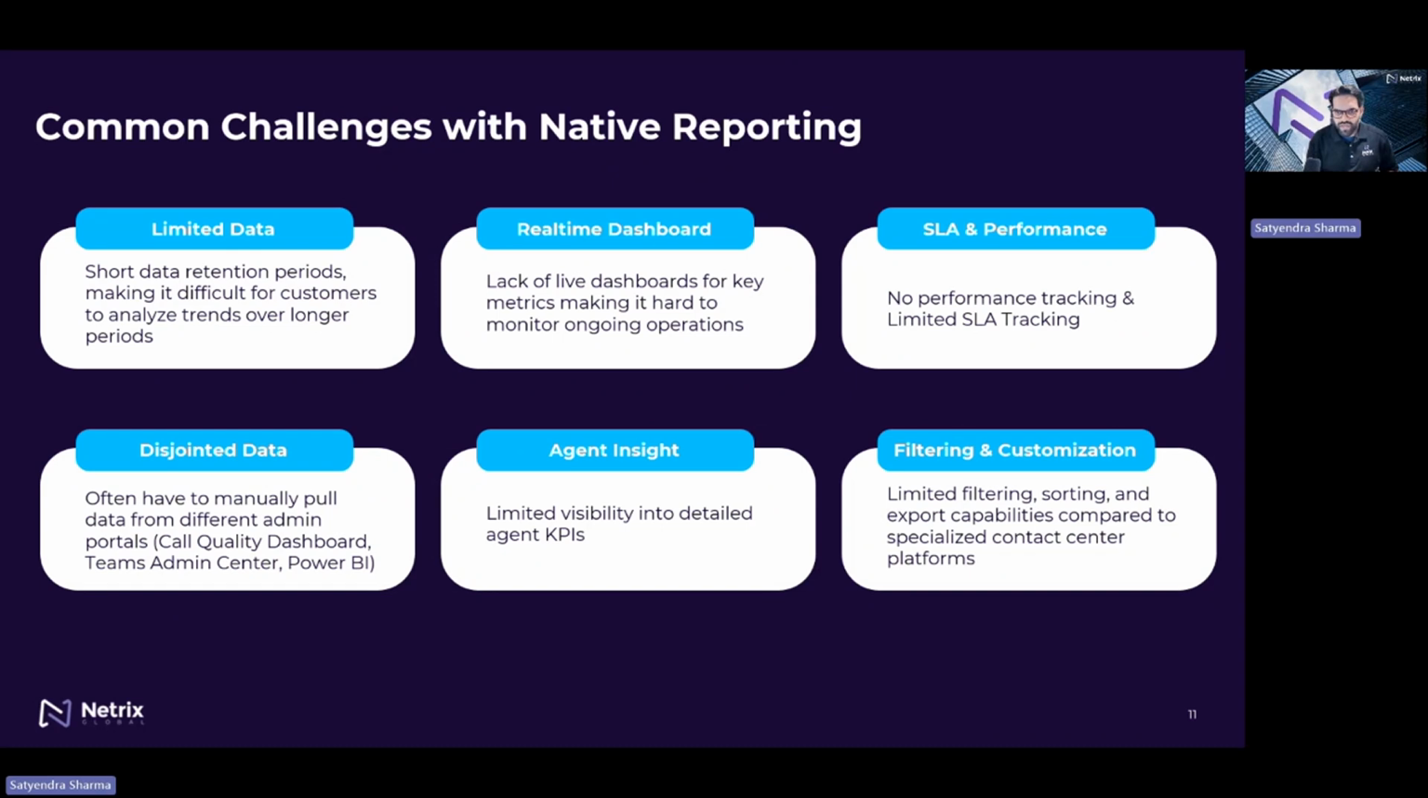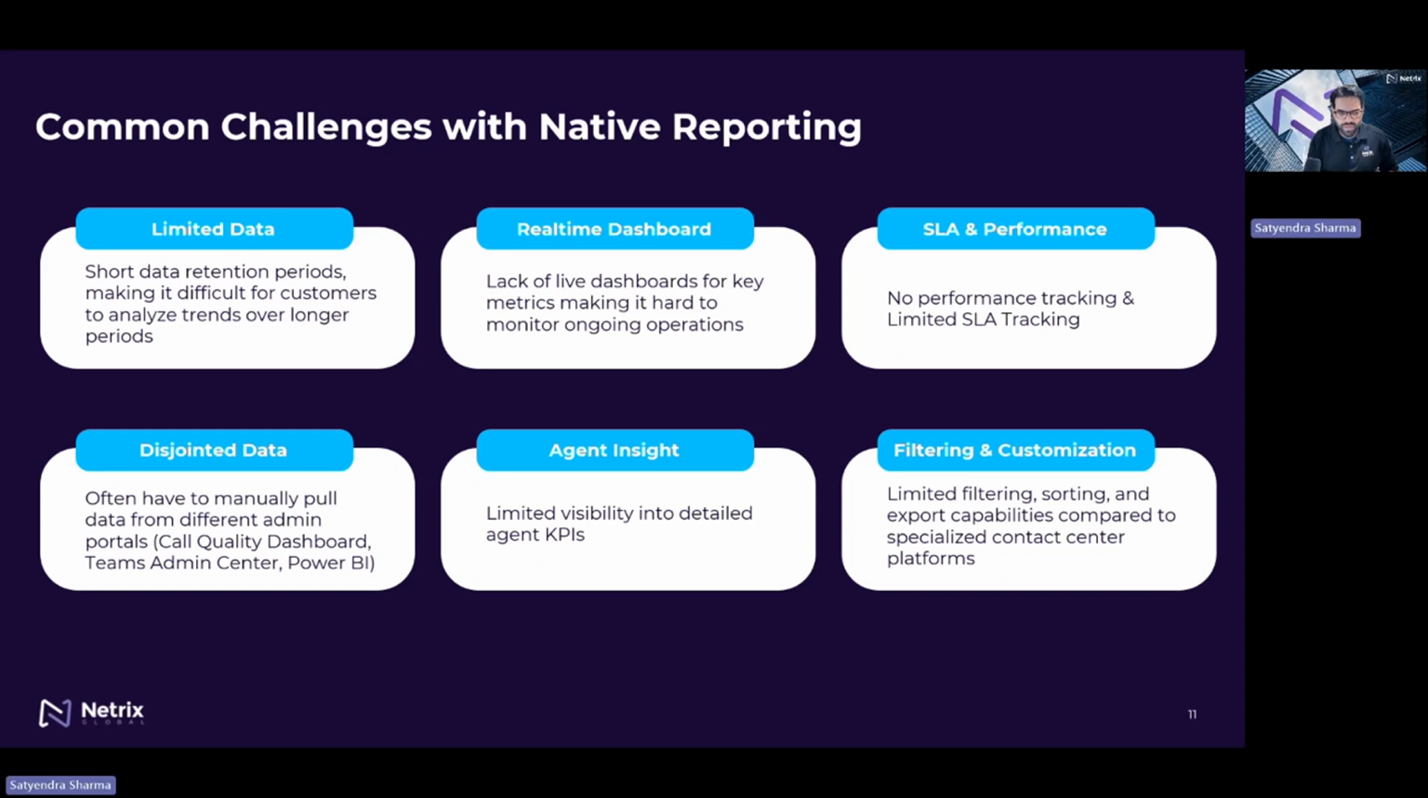SLA and performance tracking is missing. A lot of the time we hear, hey, we build queues, we build auto attendants, super cool. But how do I measure how they are working, right? There is no way to measure against any threshold, like just to measure your queues against it, to see how efficient it is.